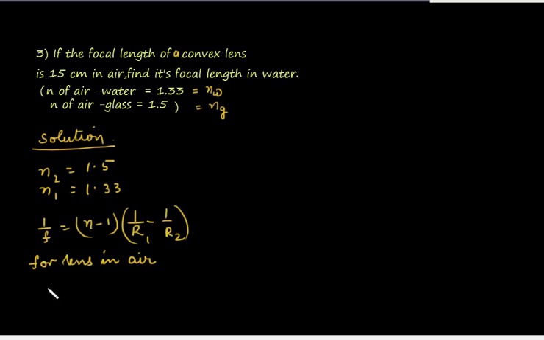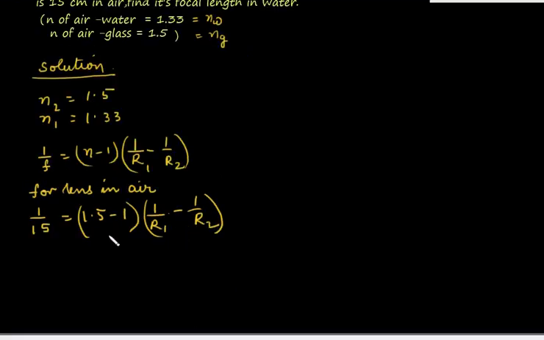R2. For lens in air, 1 by f is equal to 1 by 15 is equal to, what is n? Here n is n2 and that is 1.5 minus 1. 1 is the refractive index of air. This one and this one stands for refractive index of air. The lens is in air into 1 by R1 minus 1 by R2. From this we can find out 1 by R1 minus 1 by R2. So 1 by R1 minus 1 by R2 becomes equal to 15 into 1.5 minus 1 becomes 0.5.